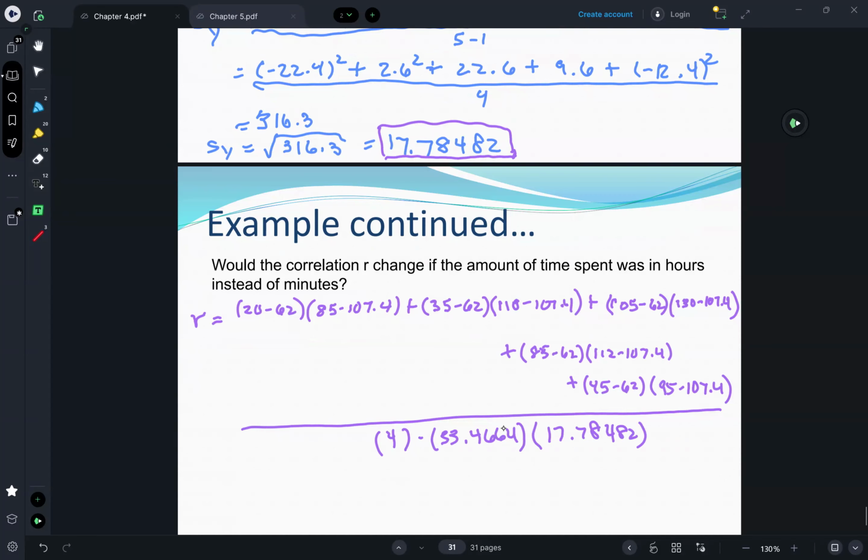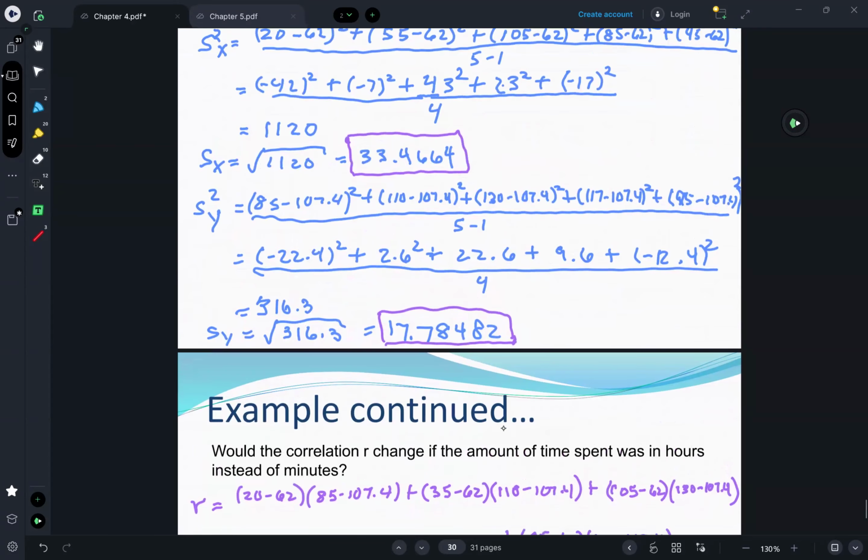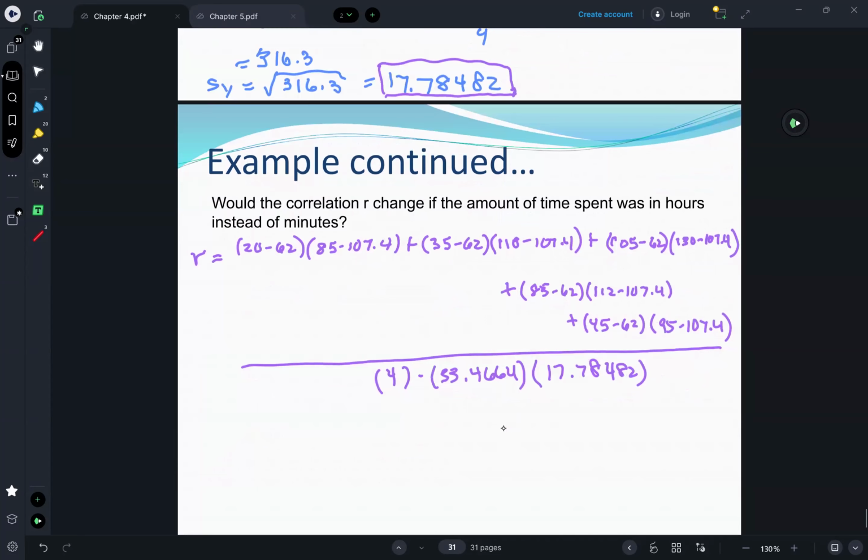So take care putting all of these in. You can condense them down to, 20 subtract 62, what that would be times the next one. You can keep simplifying it. We would then get negative 42 times negative 22.4 and so forth. Okay. Or you can put it all into the calculator at once, all the numerator, and then equals and divide by 4 times 33.4664 times 17.78482.